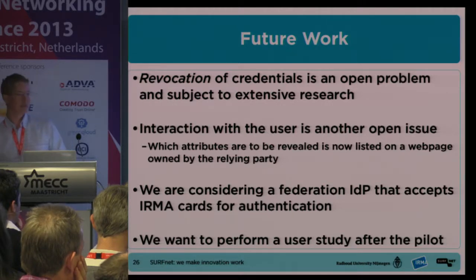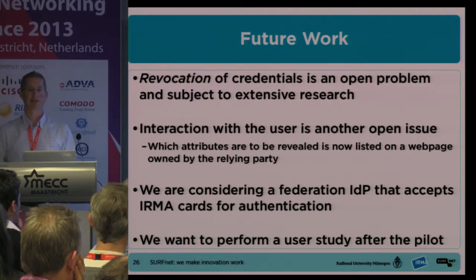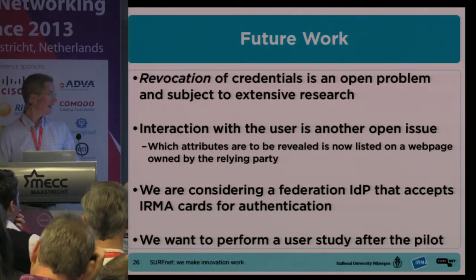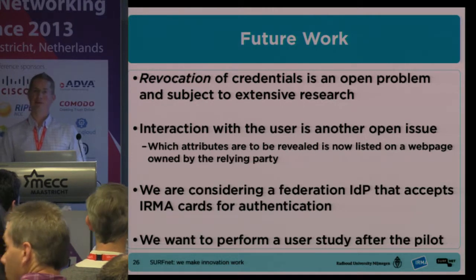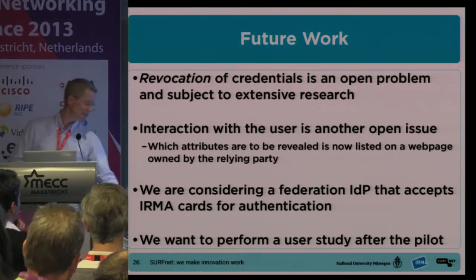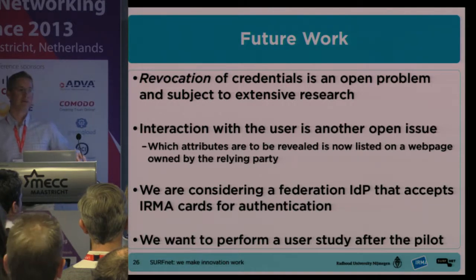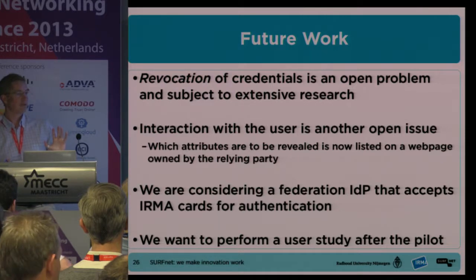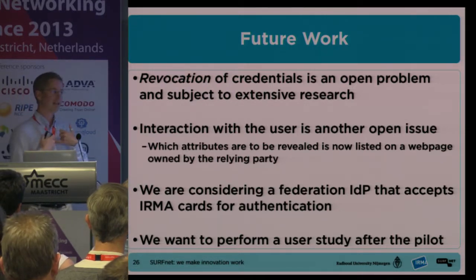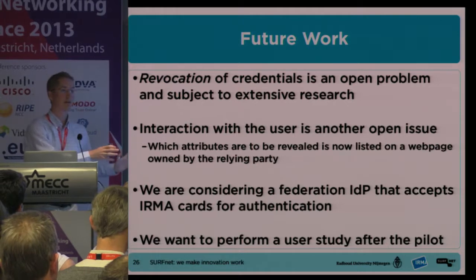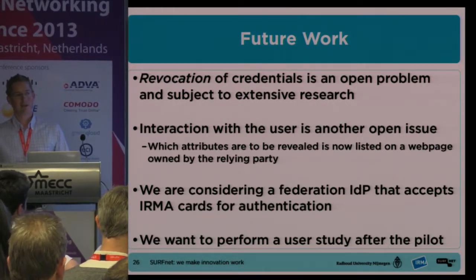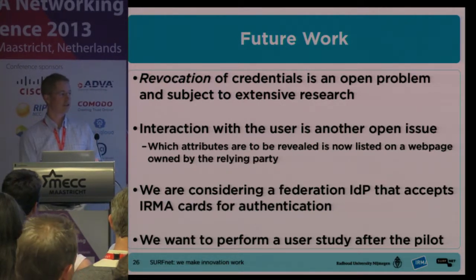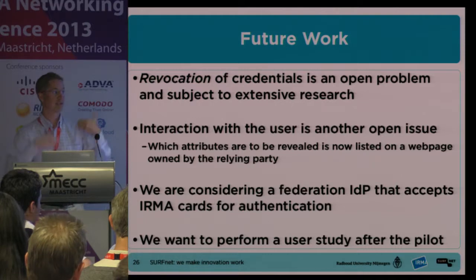Another thing that we want to do is see if we can equip a federation IDP with support for this technology and see if we can use this in an identity federation. And finally, we want to look into user interaction, because as you can see during the demo, the device that shows you which attributes are going to be revealed isn't necessarily trusted. So how can I, as a user, be sure that the information that is shown to me is what is being revealed? Because although I can check it afterwards, then the damage has been done because the information has been revealed. So I really want to have more assurance that the information that is being displayed is what is actually being revealed.